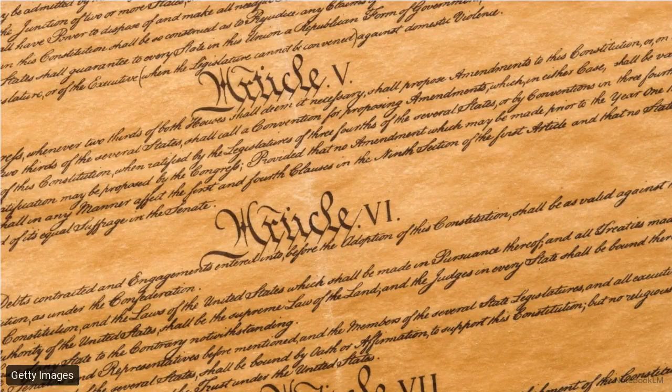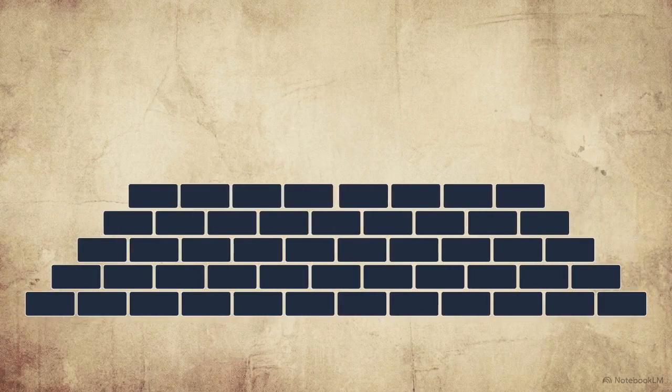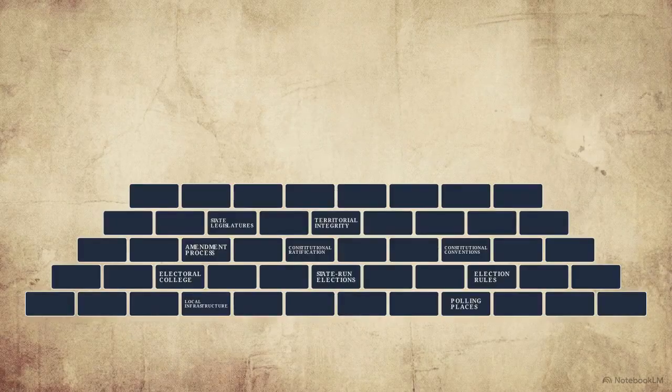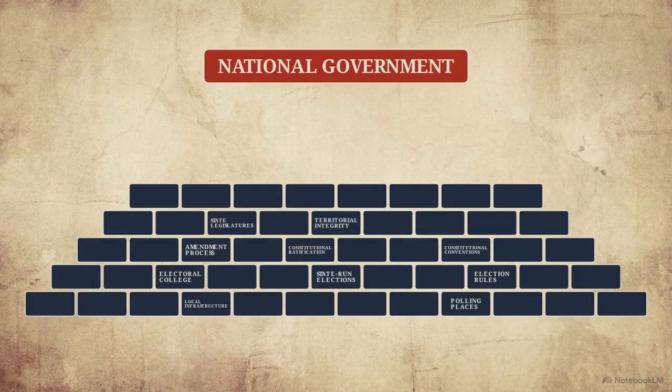And the states hold an ultimate trump card. The United States Constitution cannot be amended or altered without the explicit approval of 3/4 of the states. This specific amendment process ensures that the national government cannot unilaterally change the rules of the country. The reality is, the national government relies entirely on state-level cooperation for its very existence and its foundational operating rules.